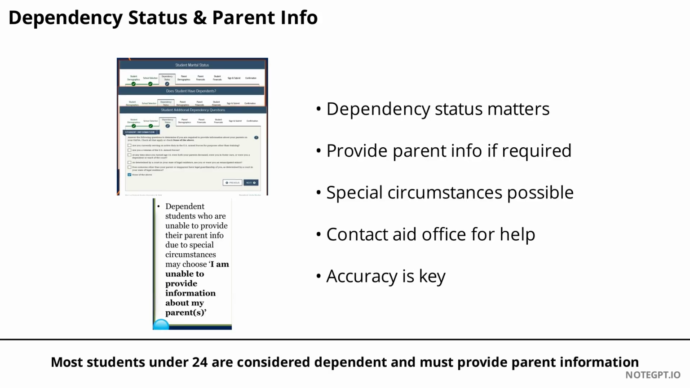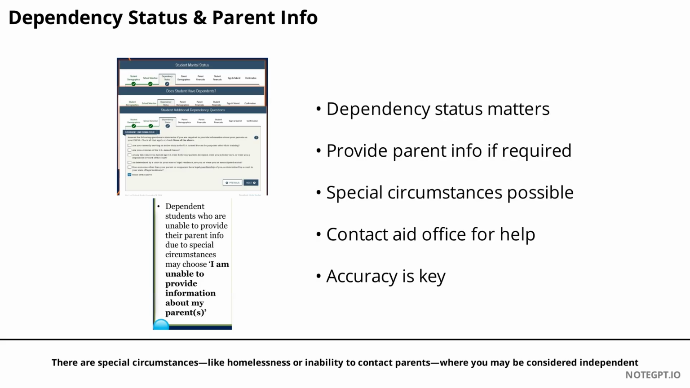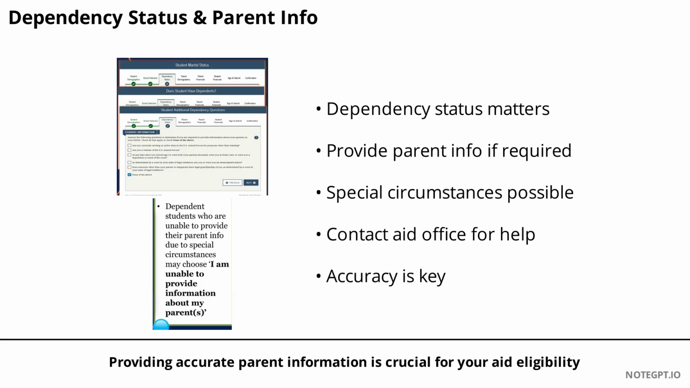Next, the FAFSA determines your dependency status. Most students under 24 are considered dependent and must provide parent information. If your parents are divorced, list the parent you lived with most in the past year. If they're remarried, include your step-parents' info. There are special circumstances like homelessness or inability to contact parents where you may be considered independent. If you have a unique situation, contact your college's financial aid office for guidance. Providing accurate parent information is crucial for your aid eligibility.